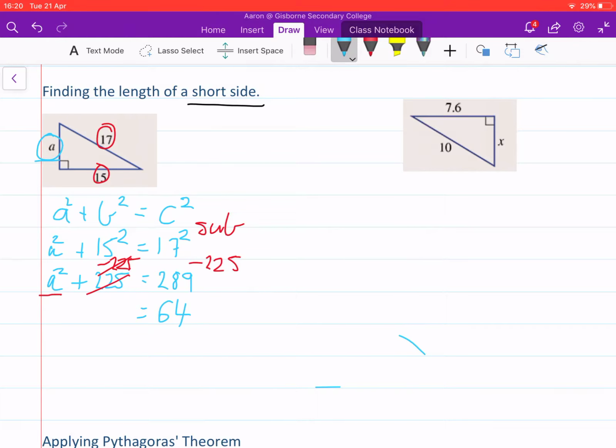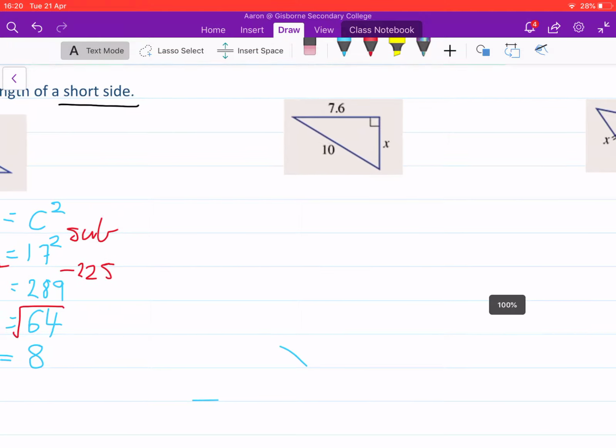So what we've got left now is that A squared is equal to 64. And remember that we want to get rid of the squared. A is not by itself yet. So the last thing we want to do is take the squared away by square rooting it. And if you do it to one side, we have to do it to the other. We treat both sides equally. No discrimination. And then we get A is equal to 8. So we've now found our short side in that example. We'll slide across and do one more now.